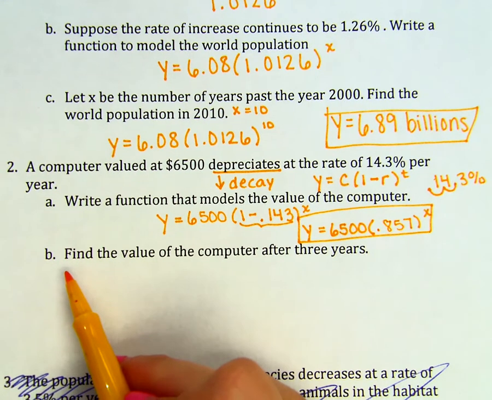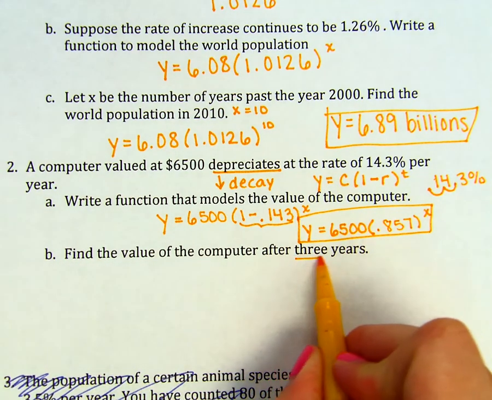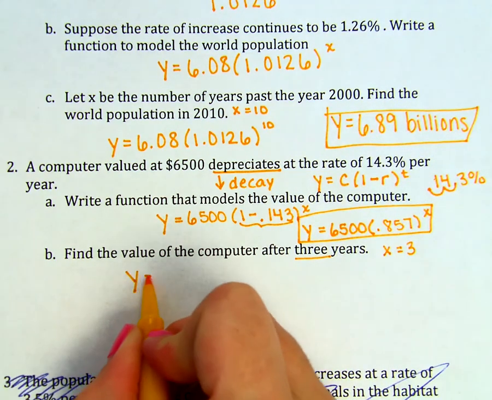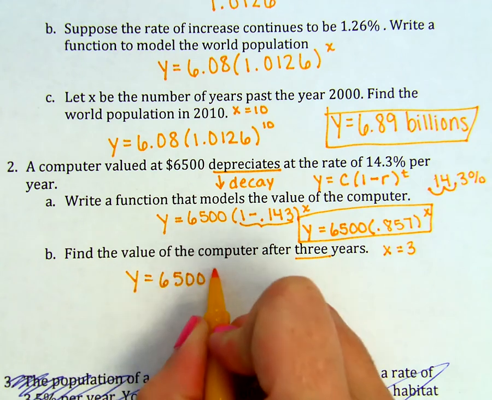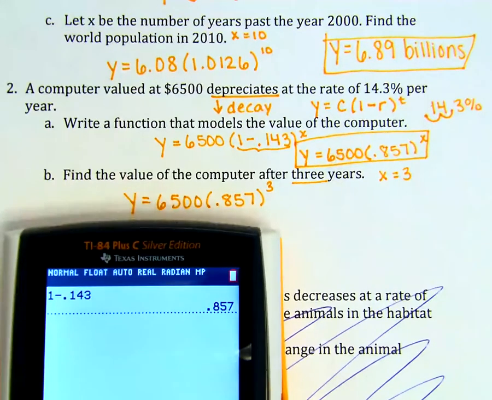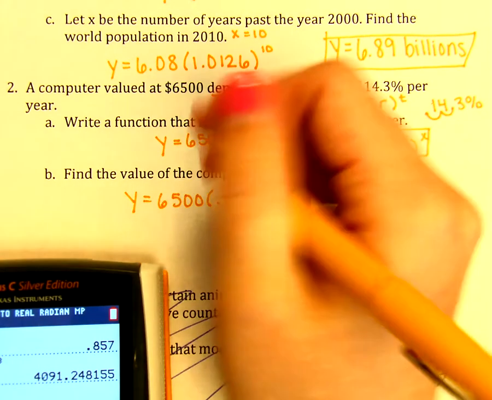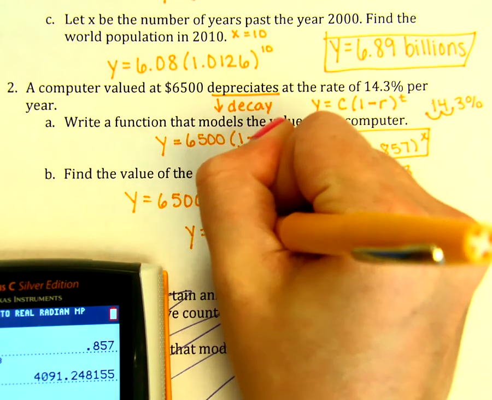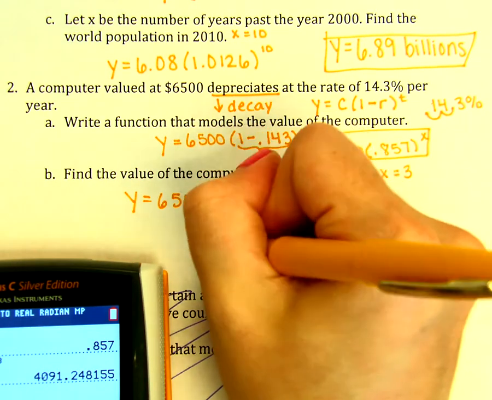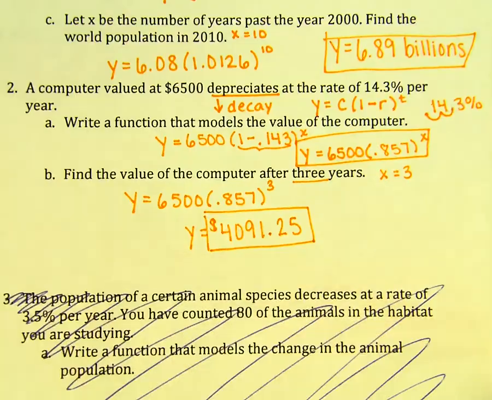Then in part B it says find the value after 3 years. 3 years, so x equals 3. We're going to plug 3 into x. y equals 6500 times 0.857 to the third power. And we get 4091.25. We're talking about money, so it's okay to have 2 decimal places here. And that would be our answer.